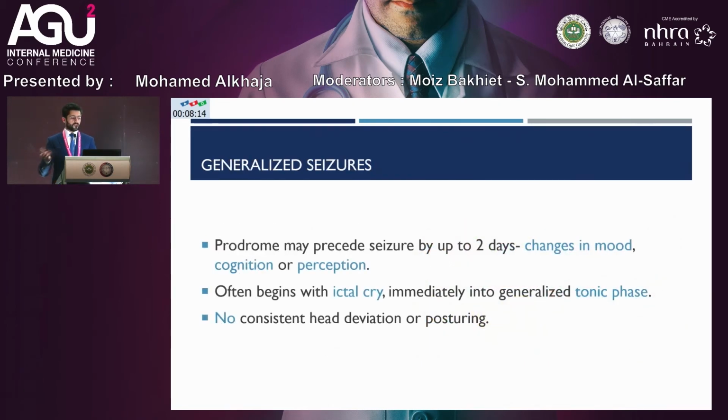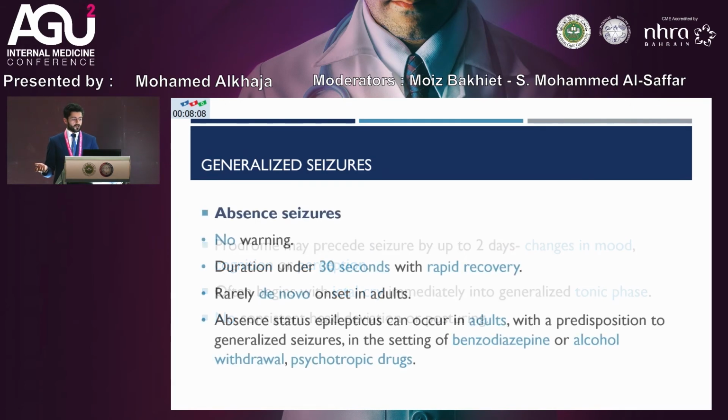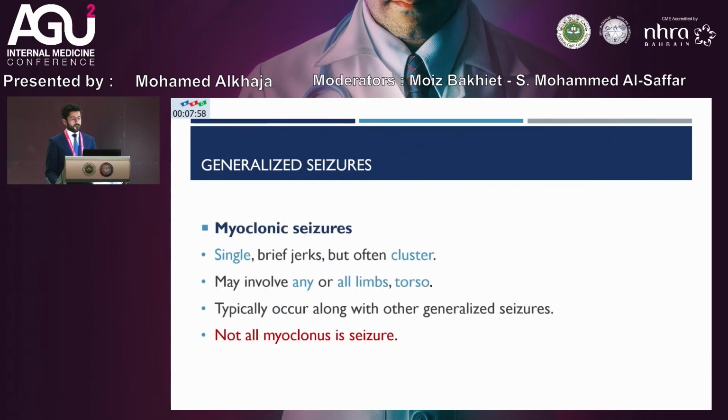Generalized seizures, as the name implies, you have a prodrome, and then you have the generalized tonic-clonic seizure, or you can have an absence, the famous absence seizure in children. Famous absence seizures occur for less than 30 seconds with rapid recovery. And you also have myoclonic seizures, which are a type of generalized seizures. They are single brief jerks, but they can often cluster.